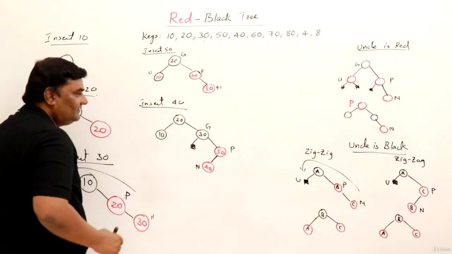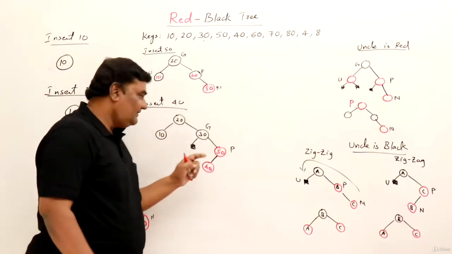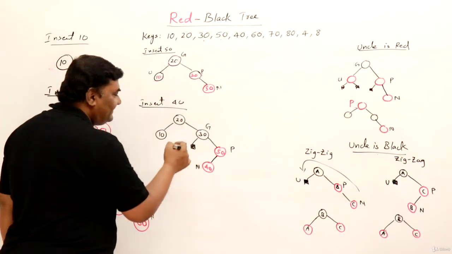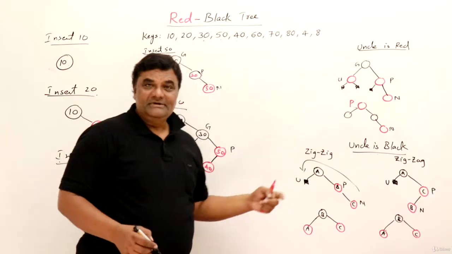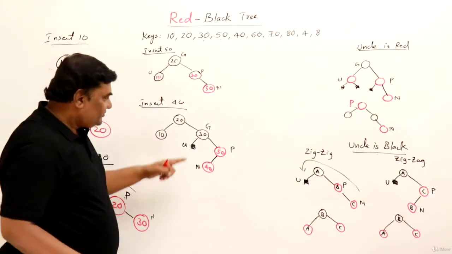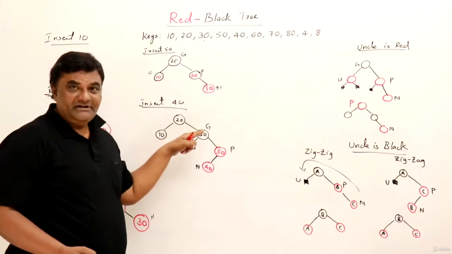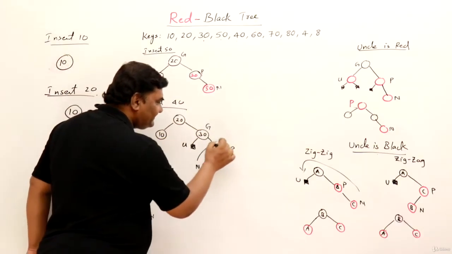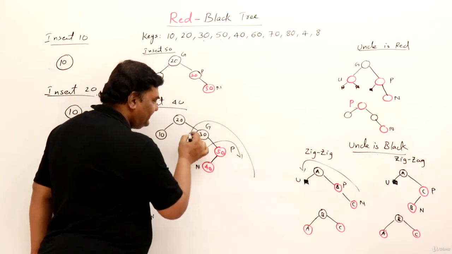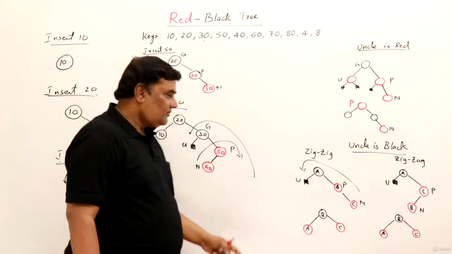Uncle is black. Now if you observe, parent is red and uncle is black. So if parent is red and uncle is black, we have to perform rotation. Which rotation should we perform on this one? This is right and left based on the grandparent. So using grandparent we have to perform rotation. So it is double rotation, right? If you remember double rotation, that is a zigzag rotation we have to perform.